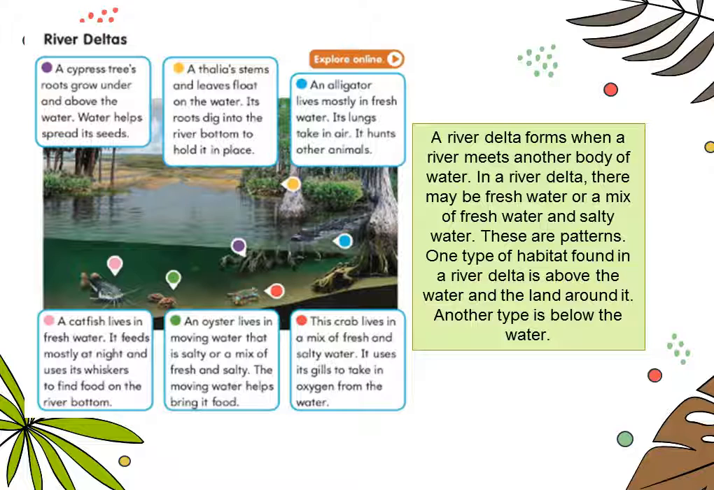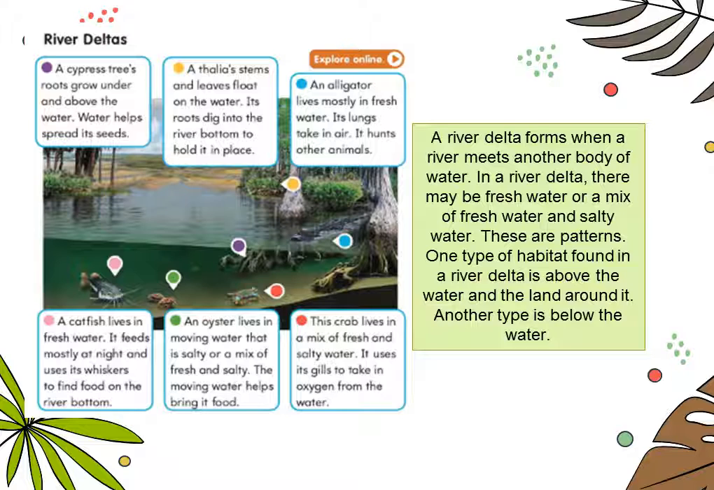A river delta forms when a river meets another body of water. In a river delta, there may be fresh water or a mix of fresh water and salty water. These are patterns. One type of habitat found in a river delta is above the water and the land around it. Another type is below the water.